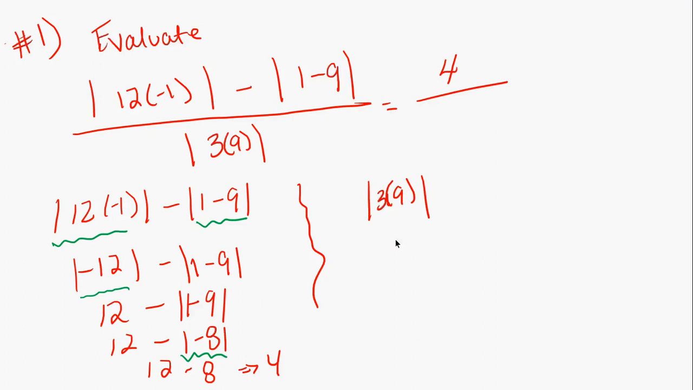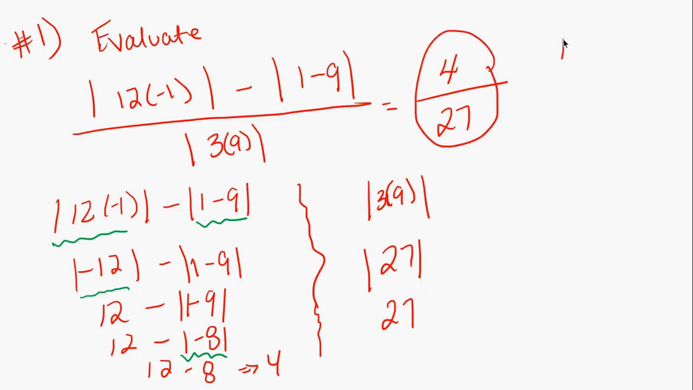On the bottom, we're going to have 3 times 9, which is 27. And then the absolute value of 27 is 27. In looking at this fraction, there's nothing we can do to simplify this. No number goes into both 4 and 27. So at this point, this would be our answer. And this is a multiple choice question.